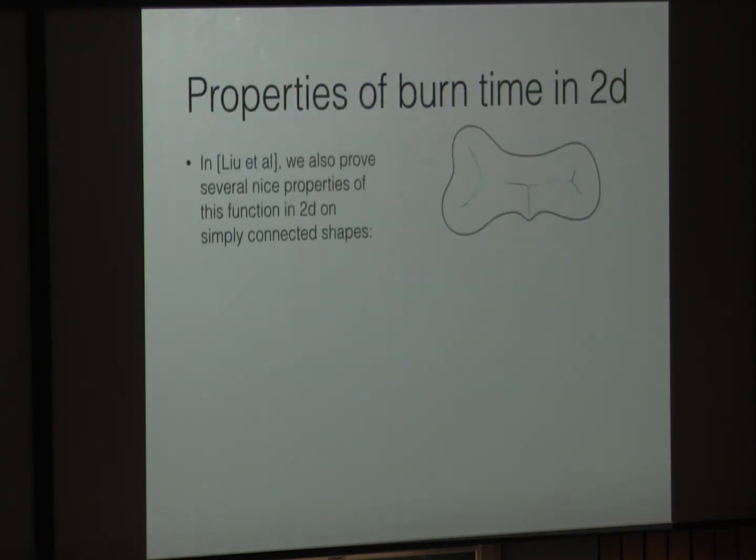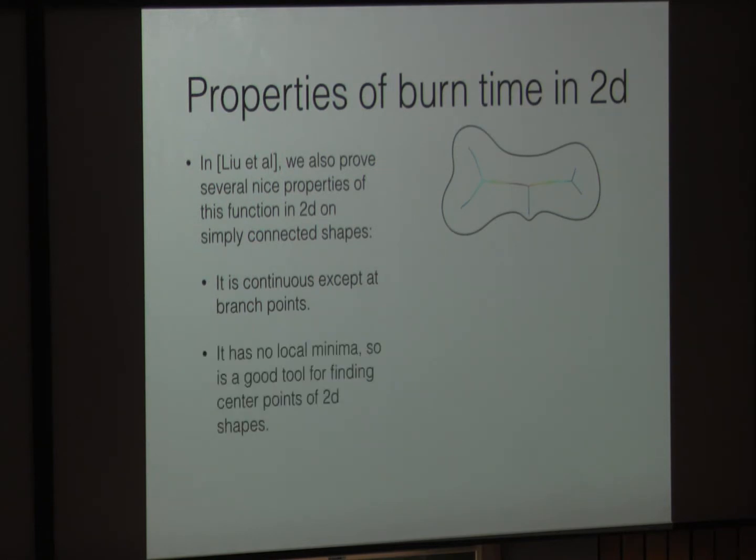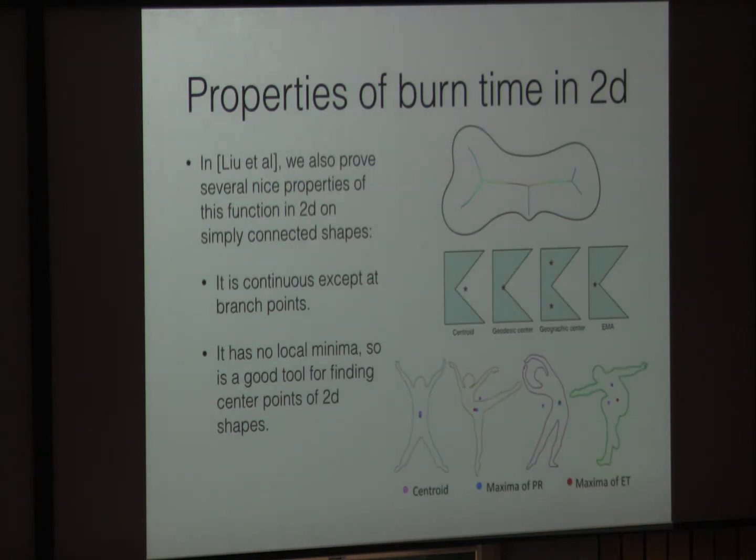Okay, so properties we get. It is continuous except at the branch points. So on the nice one manifold regions, of course. Even at the branch points, there is a sort of one manifoldy disk neighborhood where it's continuous, right? It's still continuous along the main branch, which turns out to be really important for some of the applications later. It has no local minimum, so it's good for finding center points, and that was one of the main stories we told. We compared to other notions of center points. There's the centroid, geodesic center, and geographic center, which are either possibly external or on the boundary or non-unique. Ours is unique, and there's only one, and it's very nice and central.